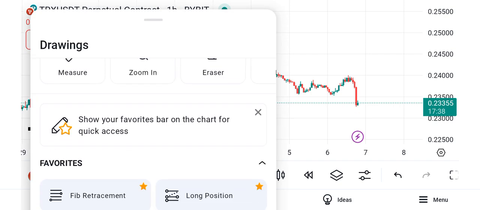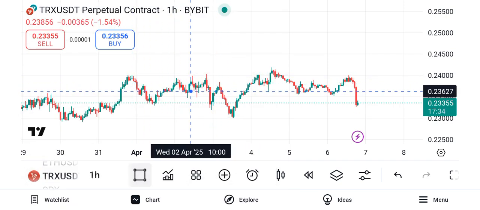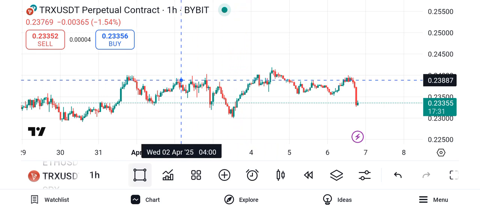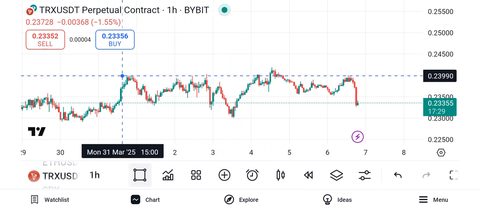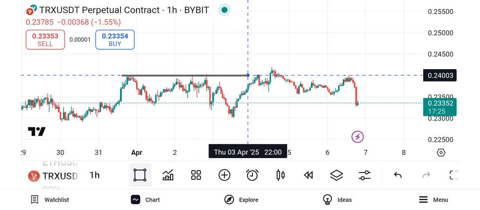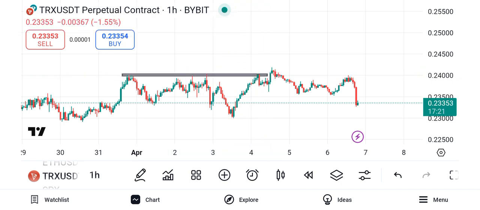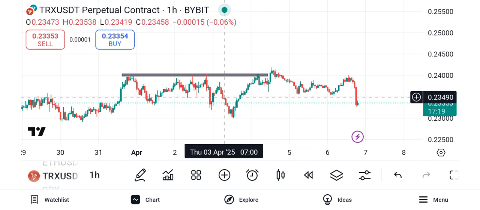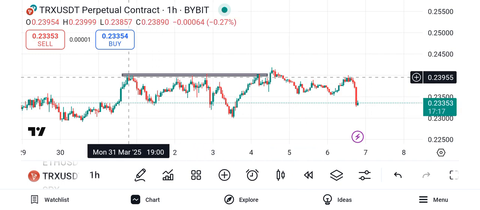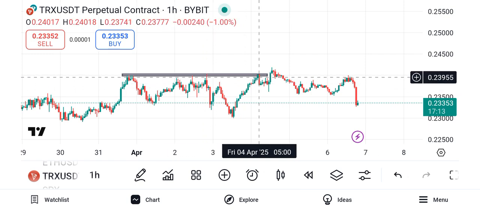You can see how price accumulated around this zone right here, forming a what? A resistance zone right here. You can see how price came to that zone and rejected from that zone multiple times. This is 1, this is 2, this is 3, and this is 4.